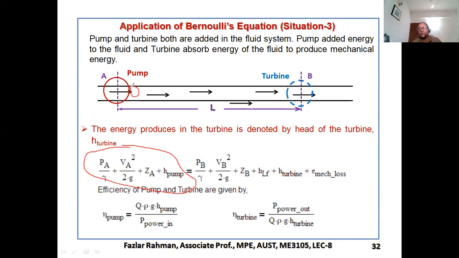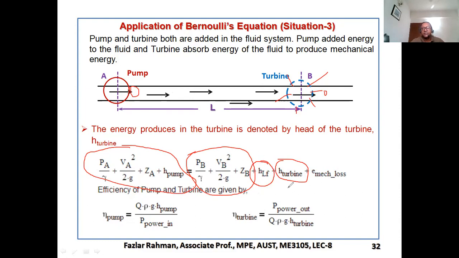Then it is moving toward point B. After point B, there is a turbine. So kind of it is an energy eater. It is taking energy from the fluid and producing mechanical energy. So how much energy the turbine will convert from the fluid into mechanical energy is called the head of the turbine, H turbine. Then this much energy will leave the fluid after the turbine, and there will be some loss in the road, right, in the pipeline. This will be HLF.